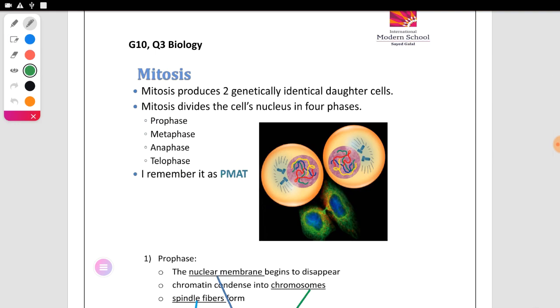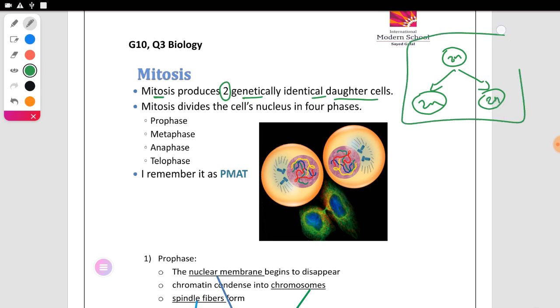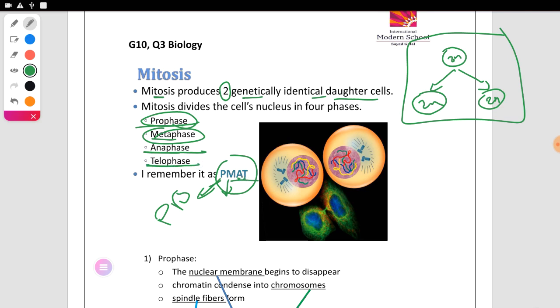In mitosis division, it produces two genetically identical daughter cells. This is the parent cell. It will produce what? Two identical cells. So when you see this figure, you will say that this is mitosis. Mitosis consists of pro, meta, ana, telophase. I remember it as PMAT. What is PMAT? P for prophase, M for metaphase, A for anaphase, and T for telophase. Okay, what happened?